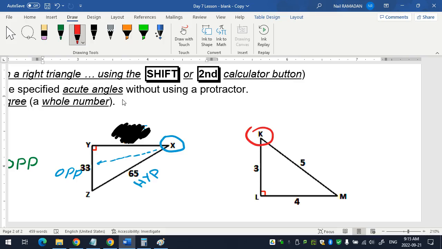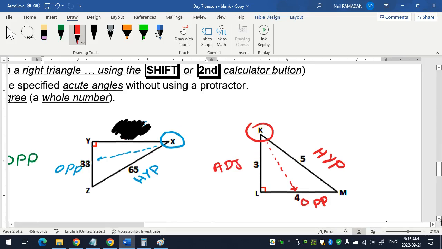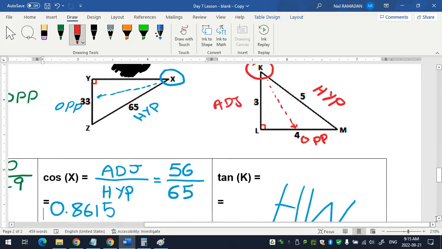Anyway, where's the hypotenuse here? 5, the longest. Where is the opposite? It's right in front of me right here, 4, which means this one is adjacent. All right. Which one are you asked to use? You're asked to use the what? What is tan equal to? Opposite over. Thank you. And now you know the rest.